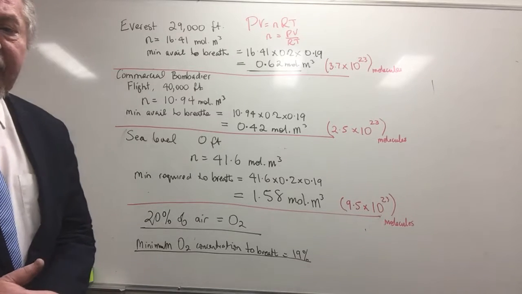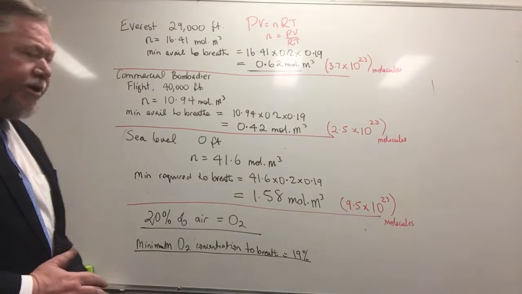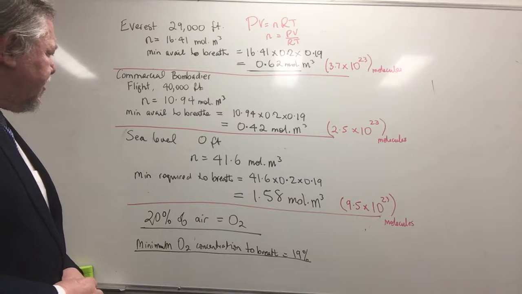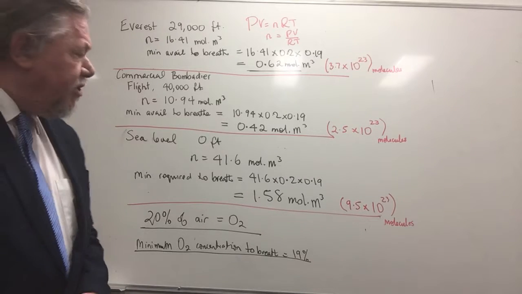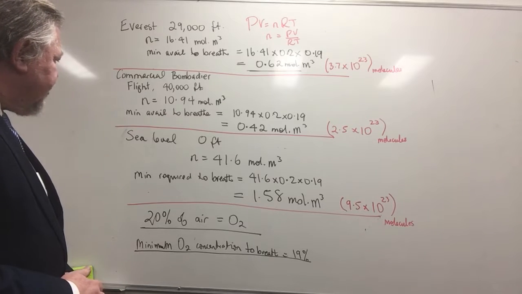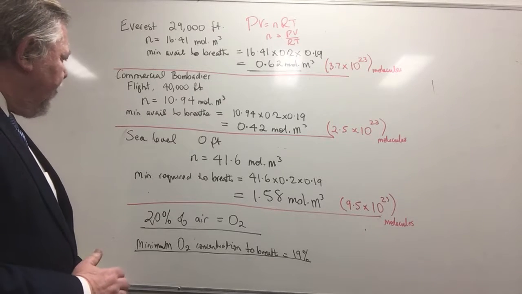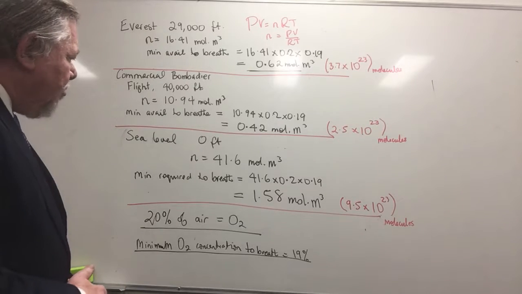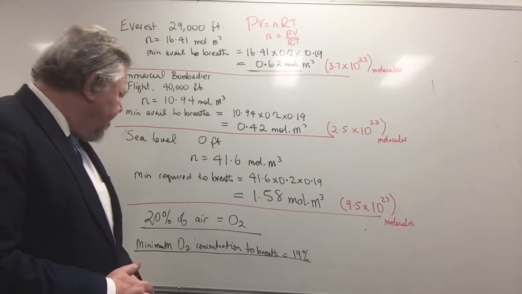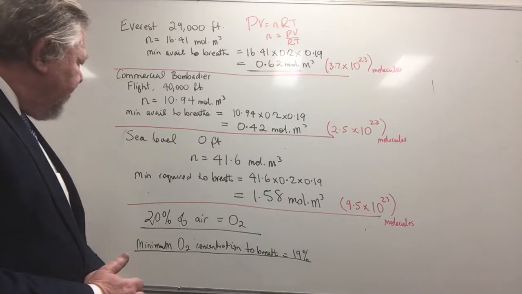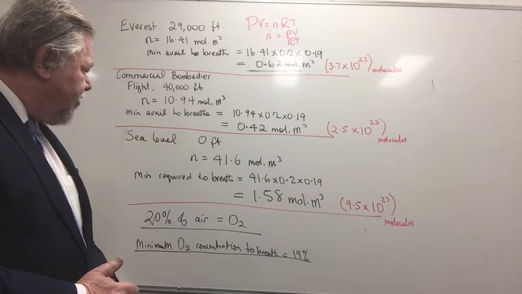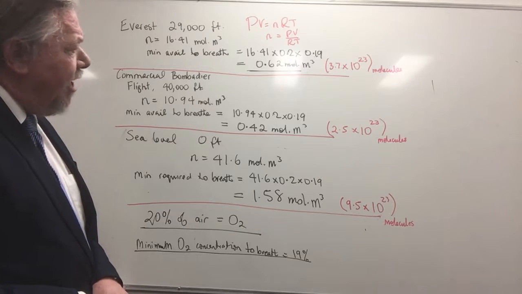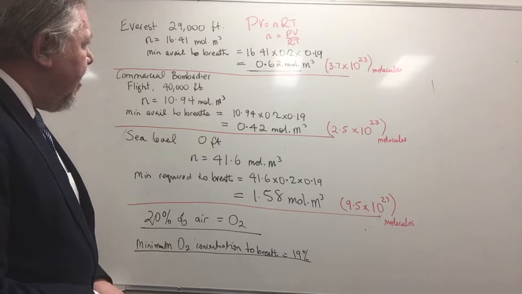Now, if you happen to be at sea level, of course, this is where we calibrate everything from. So at sea level, the number of moles is 41.6 moles per cubic meter, and the minimum number of moles that you would need to breathe is 1.58 moles per cubic meter. Again, this is based on 20% of air as O2, and the minimum O2 concentration to breathe is 19%.